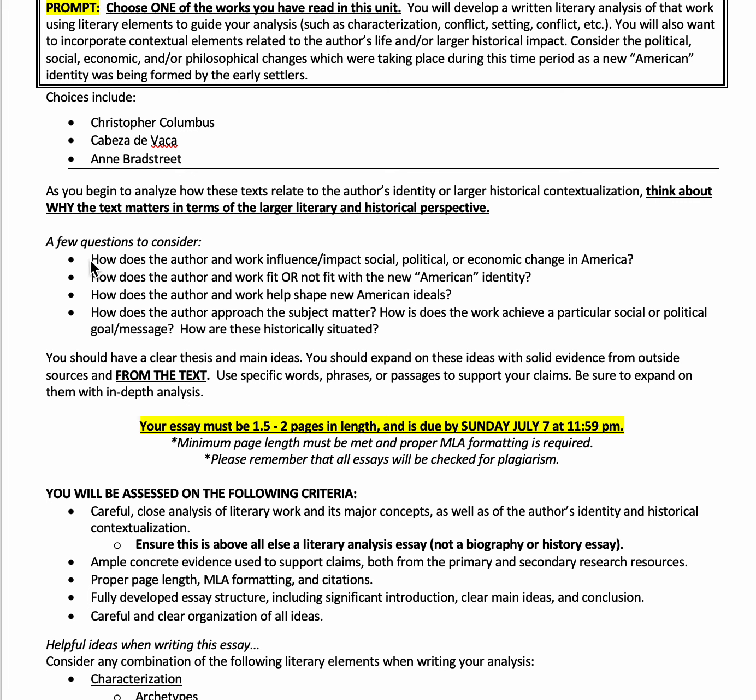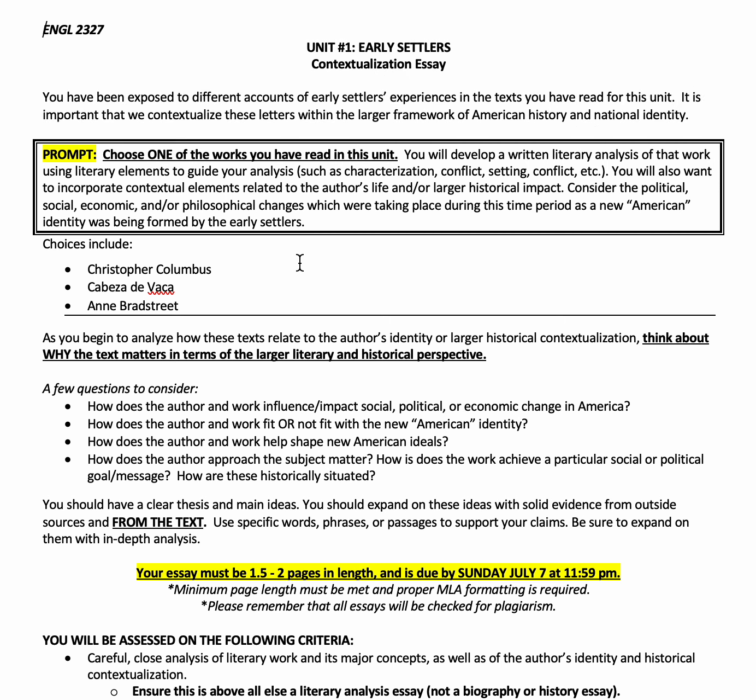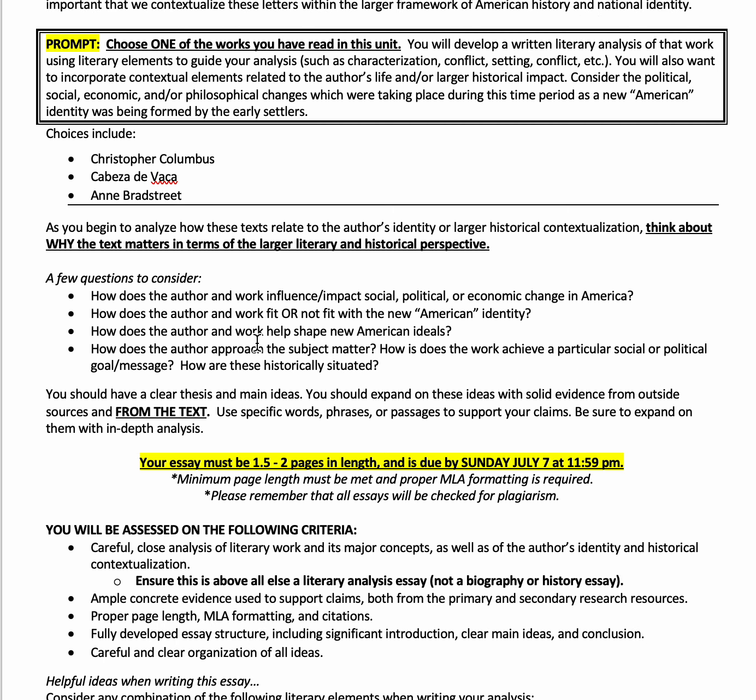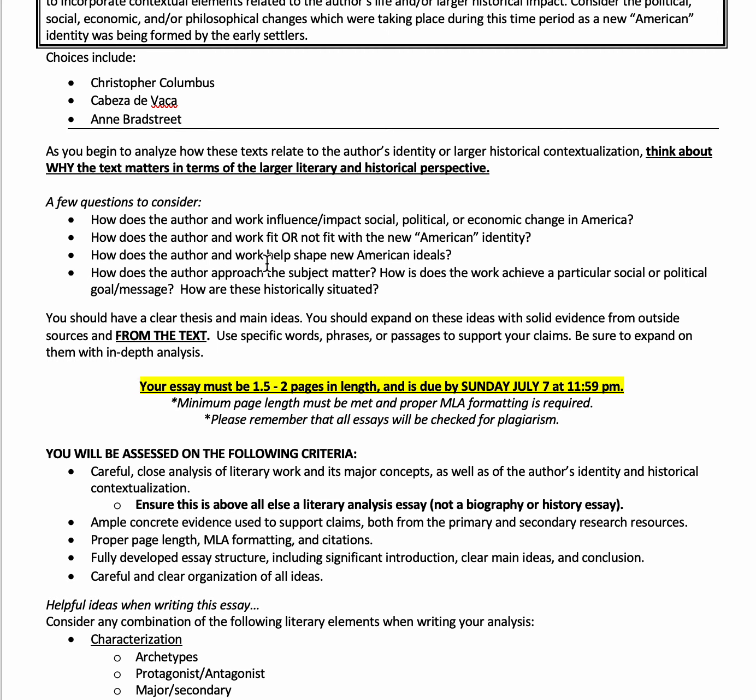So some things that you can consider. How does the work influence or impact the changes taking place in America from a social, political, or economic standpoint? How does the author and work fit or not fit with this new, quote unquote, American identity? How does the author help shape these American ideals? And then how does the author approach certain subject matter?